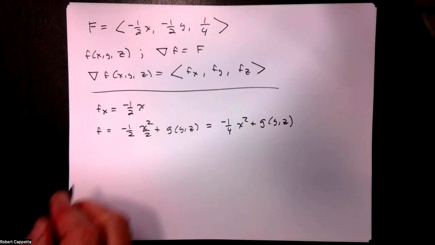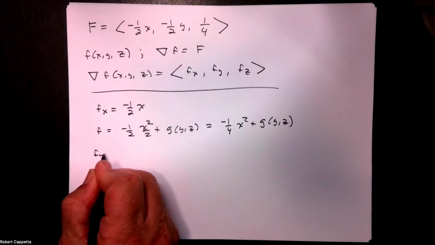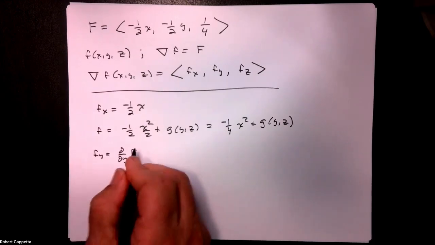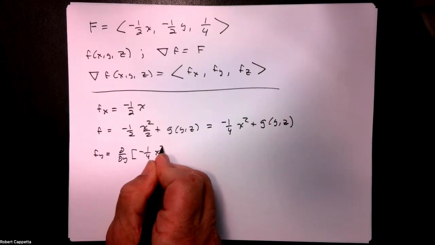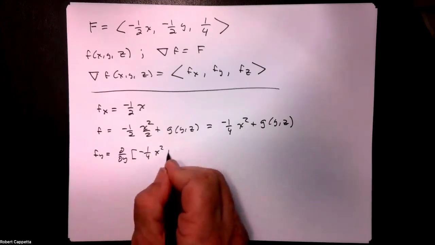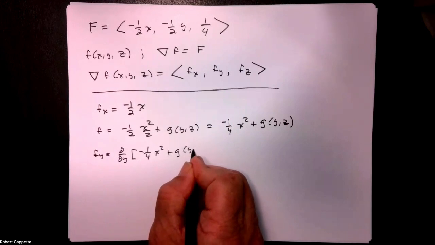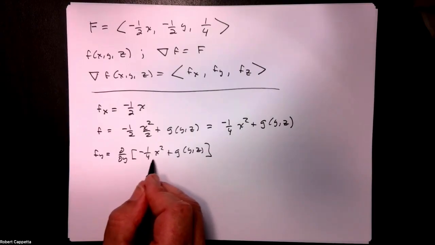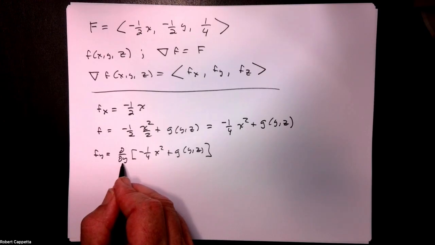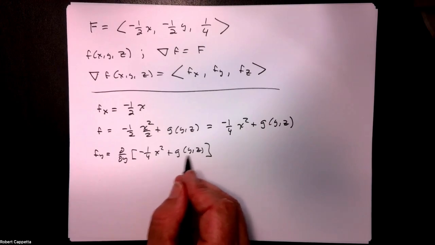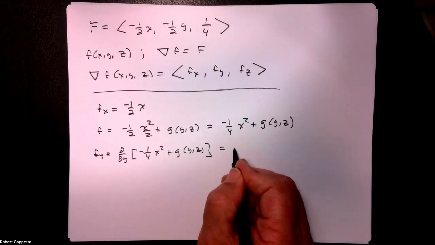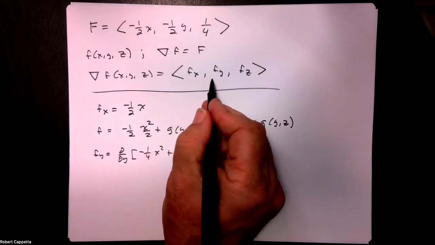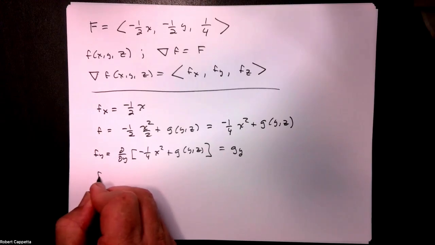So keeping that in mind, then what is f sub y? It would be the partial derivative with respect to y of negative 1/4 x squared plus g of y, z. Well, the partial derivative with respect to y of negative 1/4 x squared is 0. But the partial derivative with respect to y of some function g that is a function of both y and z is just g sub y. We see that. But what do we know? We know f sub y has to be negative 1/2 y.